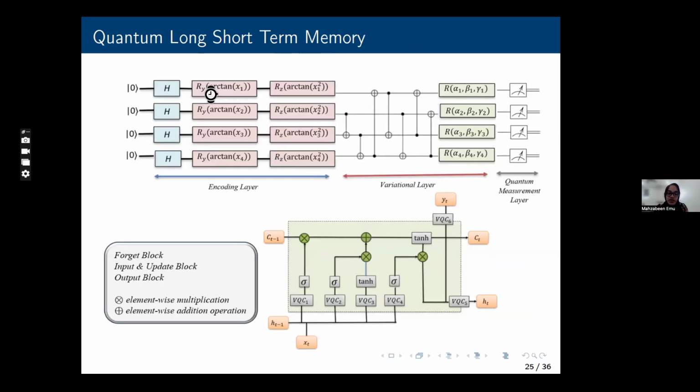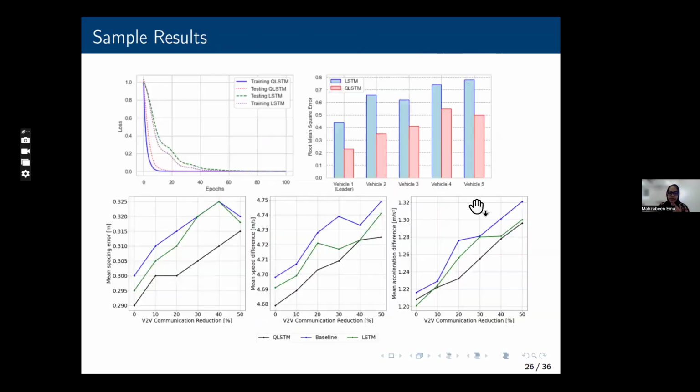The first part is the encoding layer that transforms classical data into quantum data. The variation layer basically has some forget block, input, output, and update block. So this tries to decide how much information to retain from the previous iteration and how much to forget to update the circuit. And finally, we have a quantum measurement or output layer.